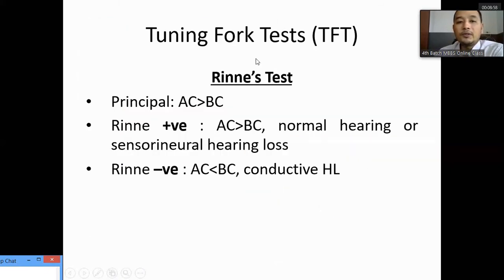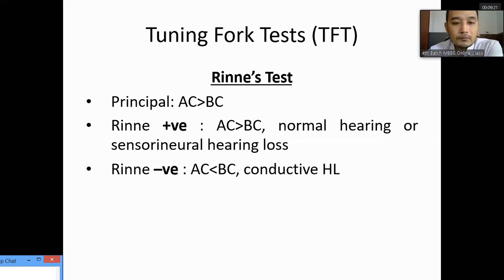Now the principle of the tuning fork test is that normally air conduction is more than the bone conduction, because of the transformer or amplifying function of the middle ear, the sound gets amplified. So obviously air conduction is more than the bone conduction in a normal ear. This is the principle.